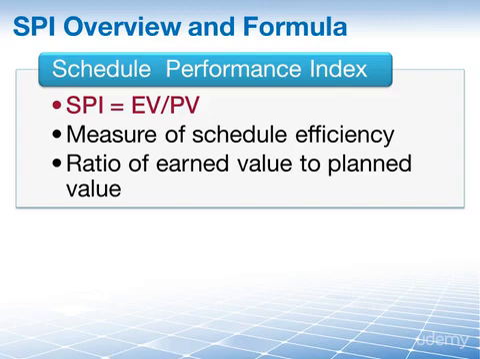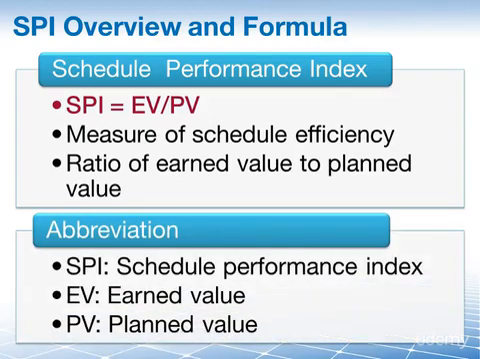Well, how's it calculated? Simple. SPI equals EV divided by PV. So earned value divided by planned value. That gives you your schedule performance index. Again, the abbreviations, you should already be aware of these by now. SPI, schedule performance index, that's a new one, but EV and PV, earned value and planned value, we learned about in part 1 as well.